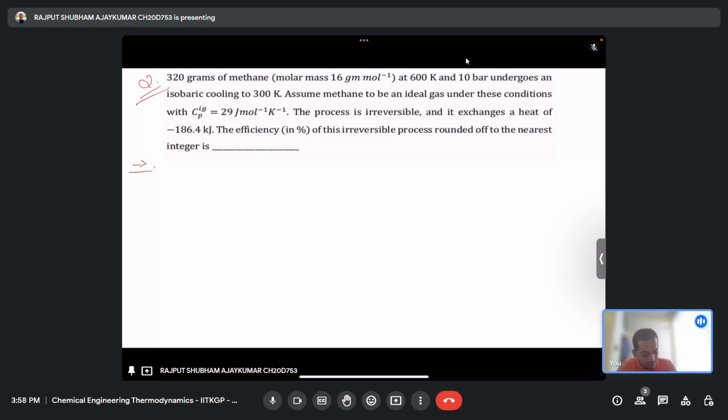Okay, so we'll quickly start writing down what has been given in the question. If you can see, the system is closed. We have grams of methane and the molar mass is given, so we'll find the number of moles. What is the number of moles of methane? N equal to given weight by molecular weight. The given weight is 320 and the molar mass is 16, so it's 20 moles of methane.